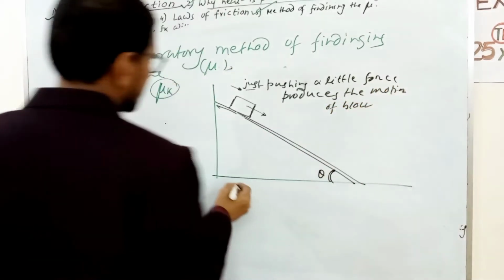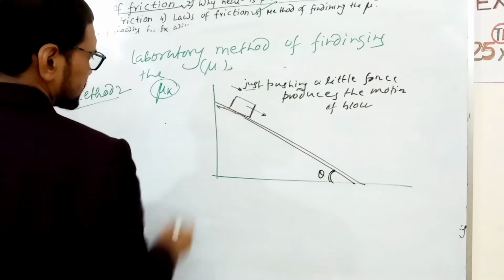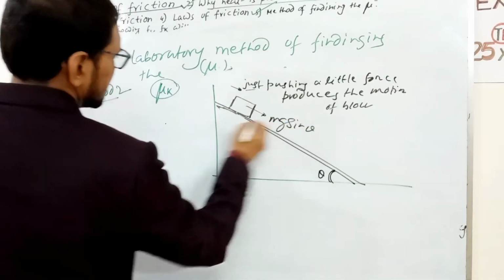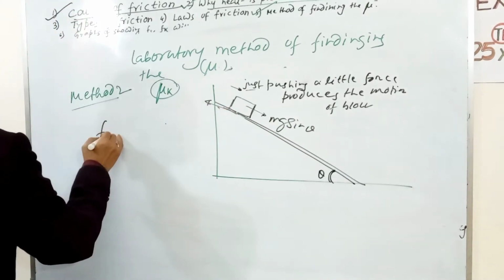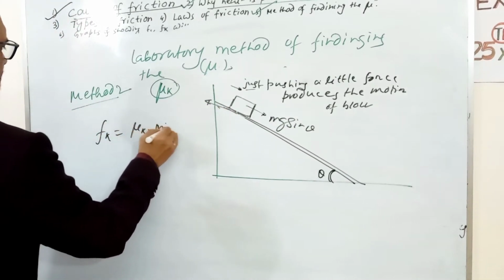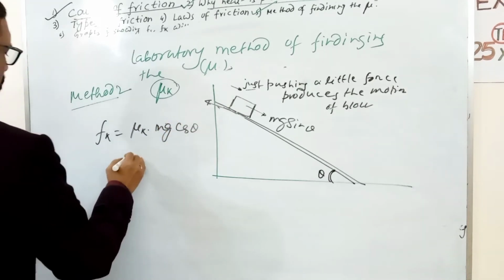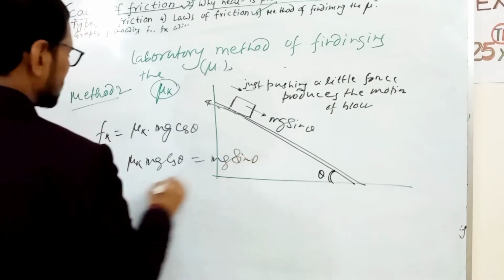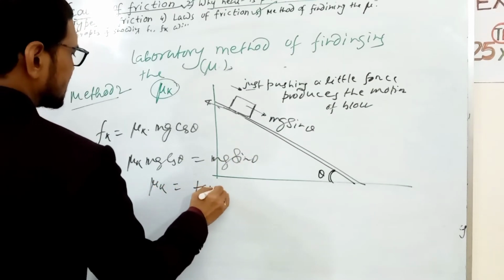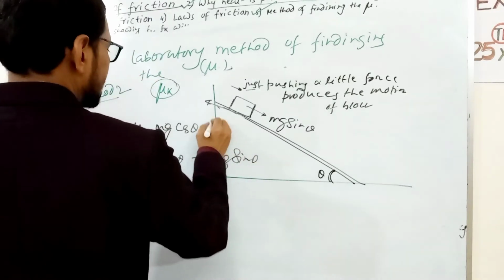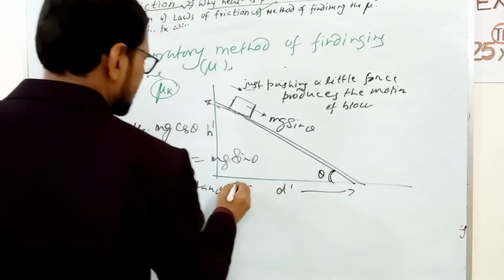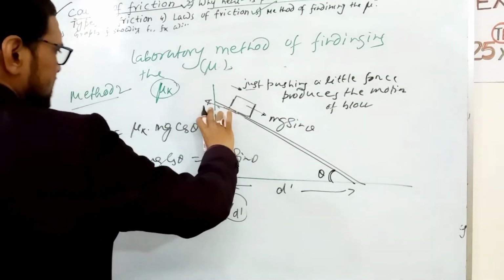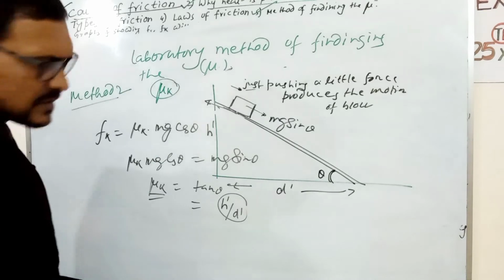In this situation, we get mg sin theta and the friction force. Here the friction force Fk equals mu k into mg cos theta, which is equal to mg sin theta, so mu k equals tan theta. Now suppose this height is h dash and this length is d dash, so tan theta equals h dash by d dash. By finding these two values, we get mu k.